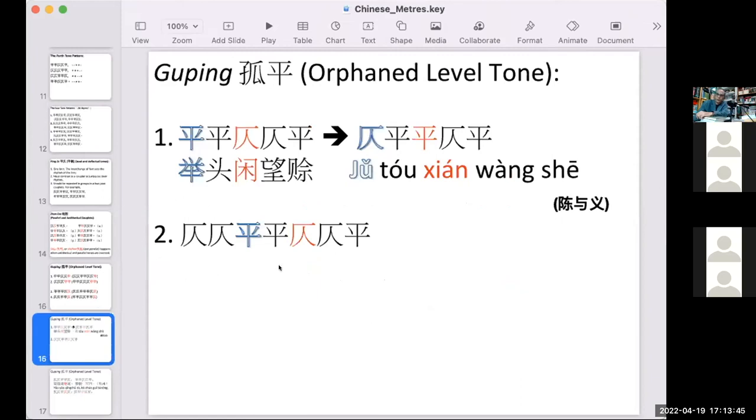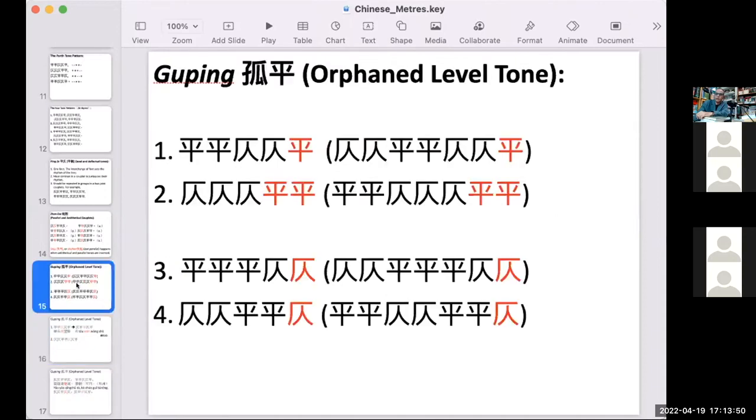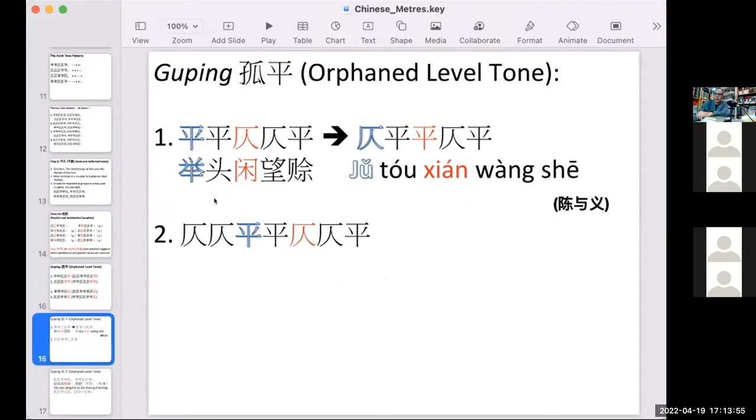Let's have an example here: ping, ping, zi, zi, ping. So it's the first pattern, okay? Here, ping, ping, zi, zi, ping. The poet changed it to zi, ping, ping. He changed the first character, which is supposed to be ping. He used ji. Ji is zi, not ping. It's zi sheng, not ping sheng, right?